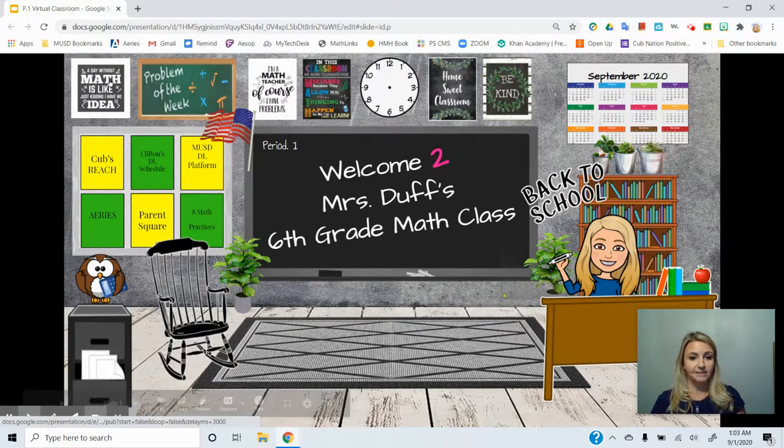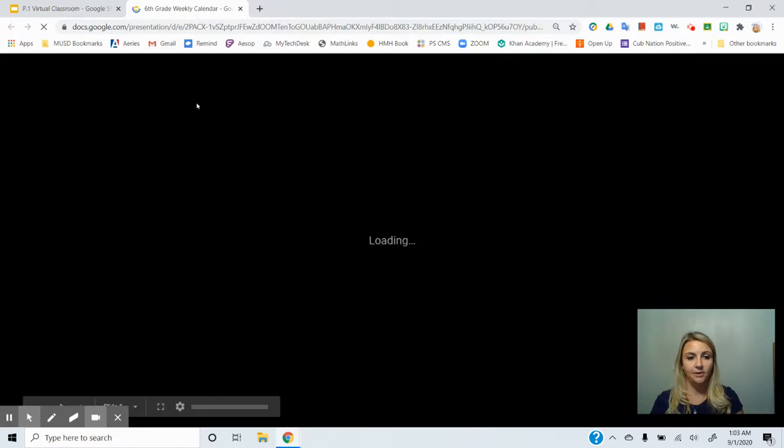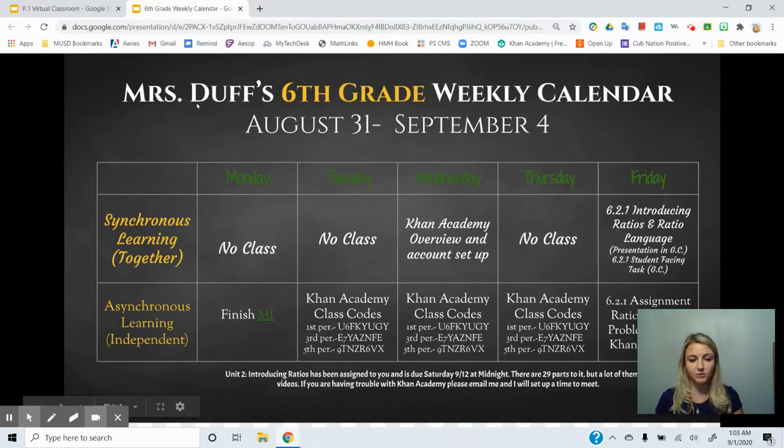Over to the left-hand side, the far left, you click on that, "talking about a day without math," because of course we do not ever go a day without math. You will find the 6th grade calendar. This weekly calendar will provide your students with synchronized learning and what's expected, as well as any presentations that they will need to have ready for class that day, and asynchronous learning time and what activities they will be doing.